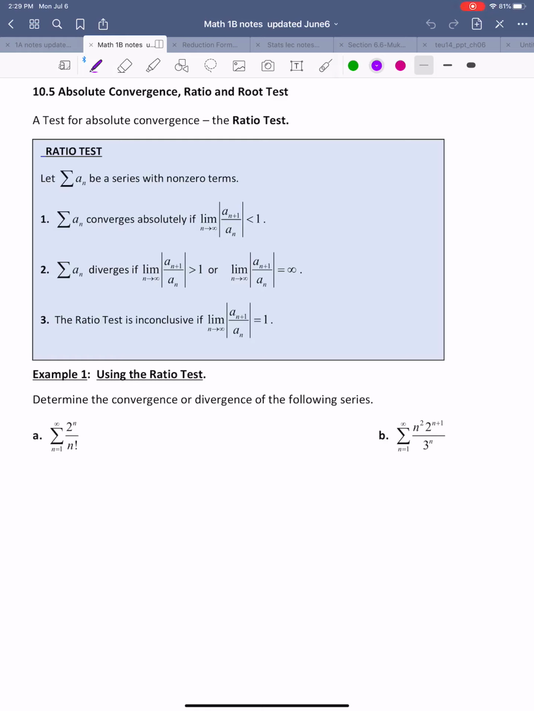In this video, we will focus on absolute convergence, the ratio test, and the root test. A test for absolute convergence: the ratio test.